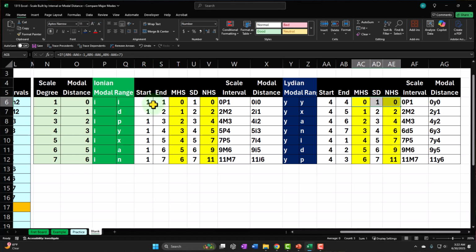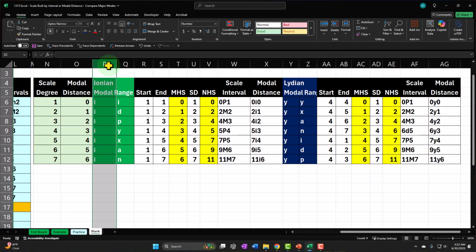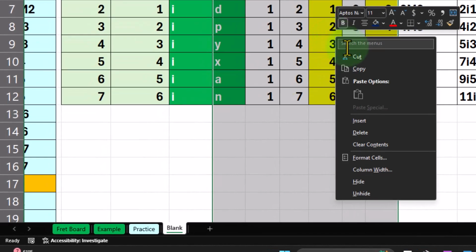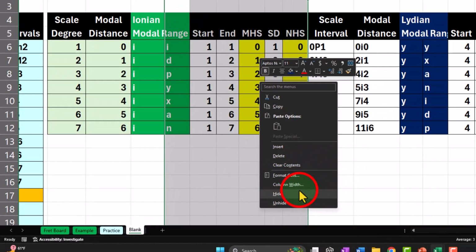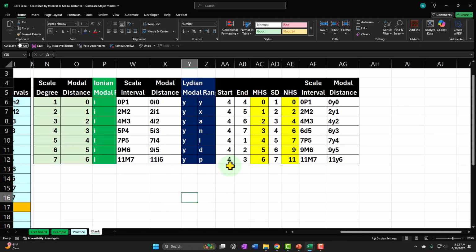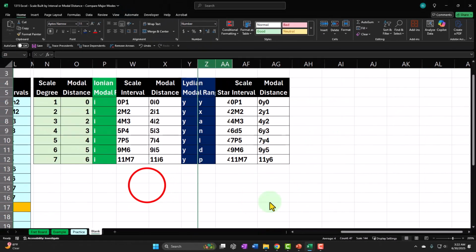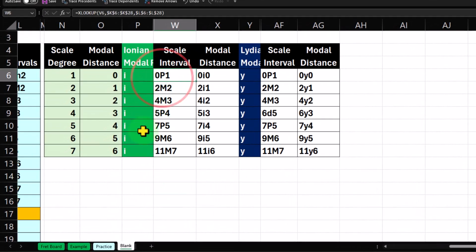So I can hide, maybe I don't want the modal ranges involved, and I want to just go from the Ionian here, and we want to hide all of this stuff. Right click and hide. And then over here, we might want to go from here to here, from here to here, and hide. Right click and hide. So then I can compare these two and say, all right, these are 2 of the major modes, the Ionian and the Lydian.